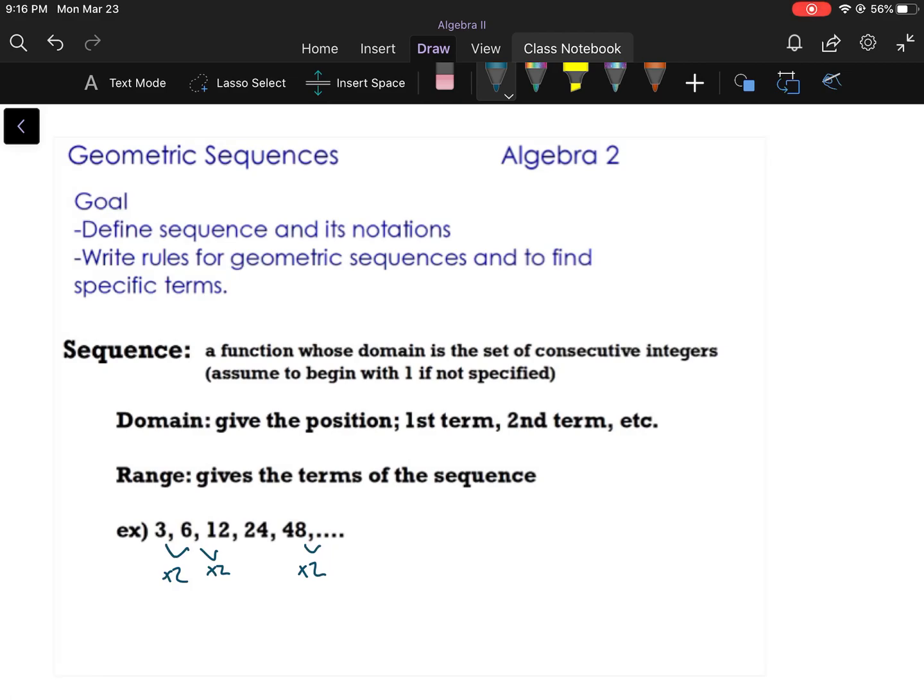But in terms of equations, we were used to the domain being x. Well, that's no more. We're actually going to replace it with an n, and n means it's basically the position in the sequence. And the range, which was y in the past, we're going to take that out, and it's going to be a little a with a little n. That's going to be the term or the number in a certain position. So what we're going to do is write the equation based off of those positions.